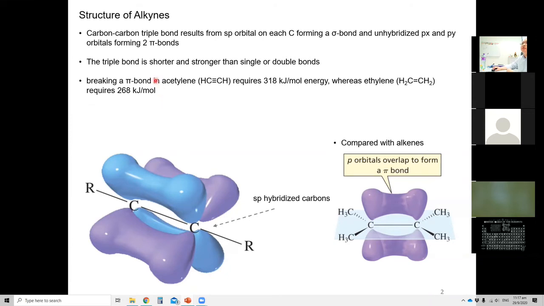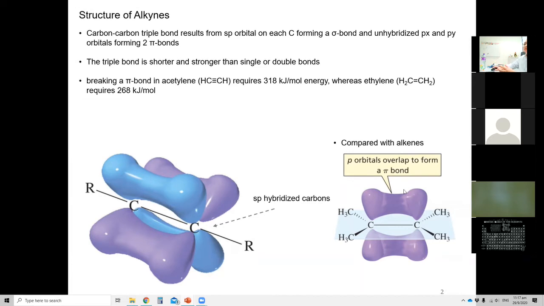As I told you, breaking the pi bond in alkenes is already very hard. It requires 268 kilojoules per mole. Because now we have two pi bonds, more bonding, more sharing of electrons, breaking the pi bond in acetylene actually requires 318 kilojoules per mole of energy. So we should say overall the triple bond is shorter and stronger than single or double bonds. It's really hard to break these pi bonds and rotate it.